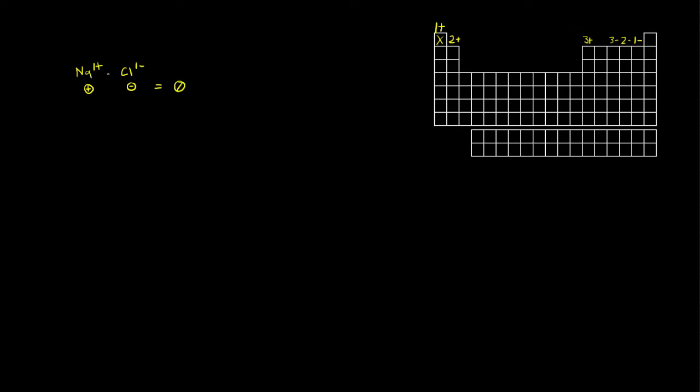And it turns out that that's exactly what's happening here, right? My 1 positive charge is balancing out my 1 negative charge, and I have a net charge of 0. So my formula here is just going to be Na with an invisible 1 right here, and then Cl with another invisible 1 because it takes 1 of each to balance this out. 1 of each.